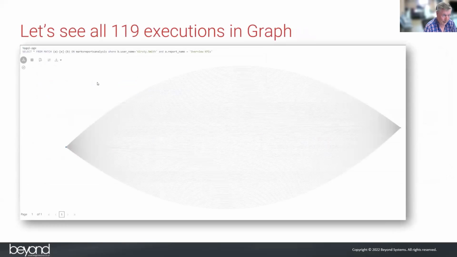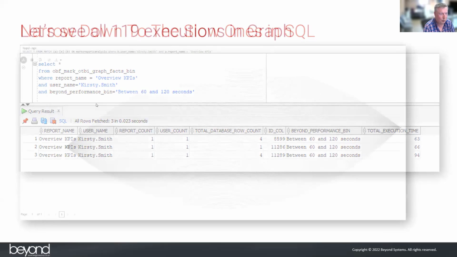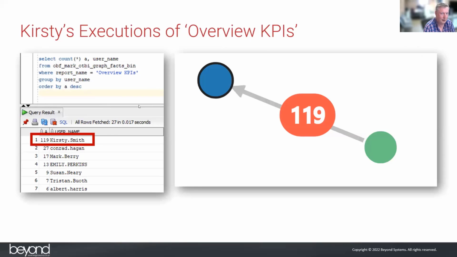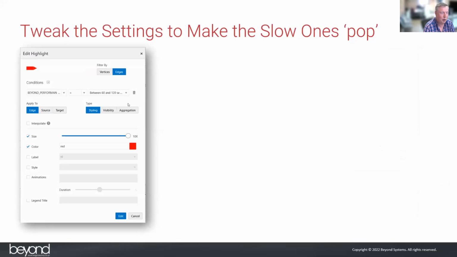Well, if I do that as a graph, I just say Kirsty Smith running that report, I can see all of those edges here, and there's 119 of those because that's what I told it to do. If I just say consolidate that down to one edge, it's going to give me that. But what I can do is use some of the color coding in here and edit the highlights. So I can create a highlight, and I can create as many highlights as I like. I created a highlight here, and I called it the between 60 and 120 seconds bin. I say, tell you what, color all of those in red.